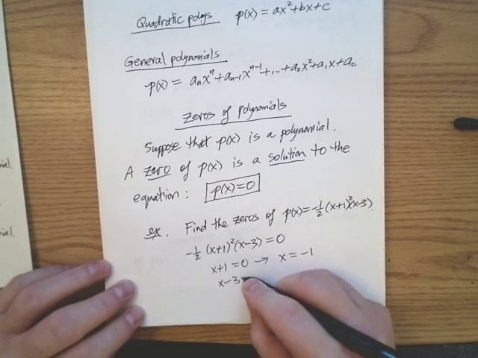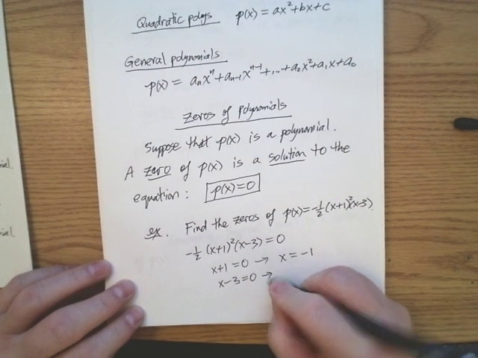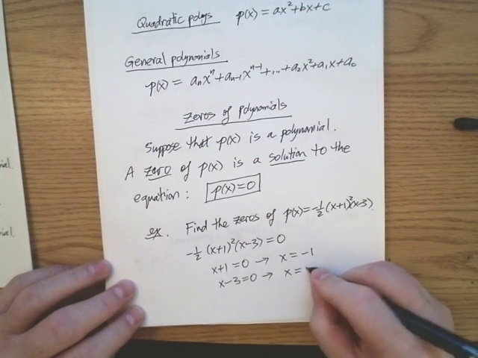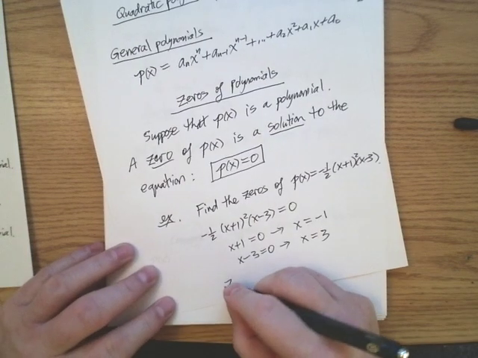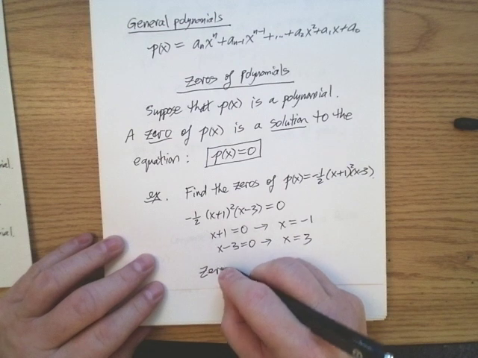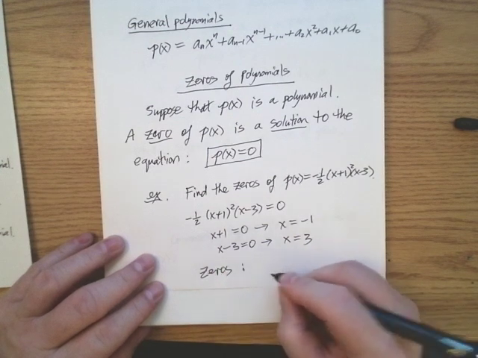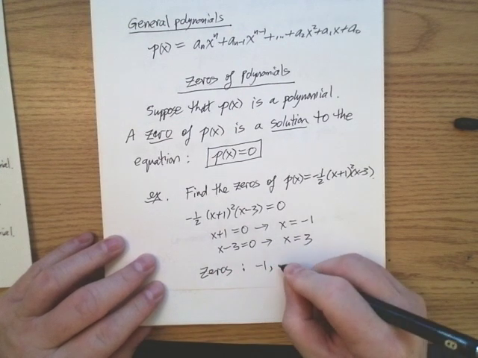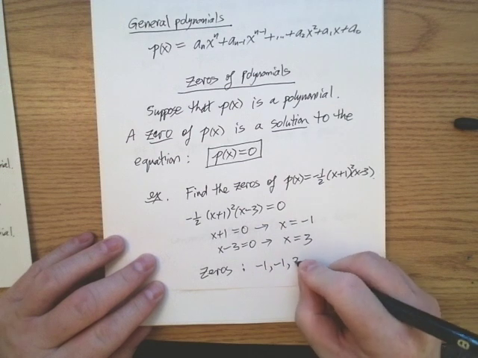Let's take this other factor, x minus 3, and set that to 0. That means x equals 3. So here are the zeros I'm going to create as a list. Here are the zeros of my polynomial: -1, -1, 3.